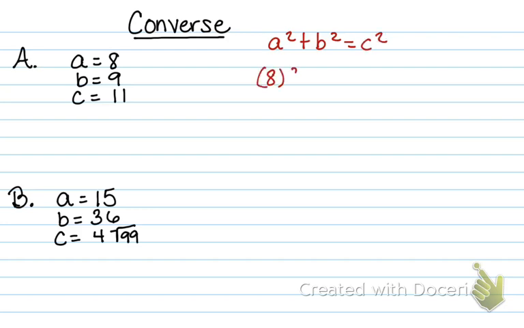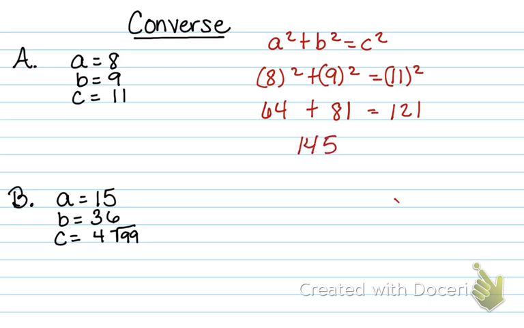So 8 squared plus 9 squared is equal to 11 squared. 8 squared gives us 64, plus 9 squared is 81. 11 squared is 121. When I add 64 and 81, I get 145. And 145 is not equal to 121. It's not equal, so we know it's not a right triangle.